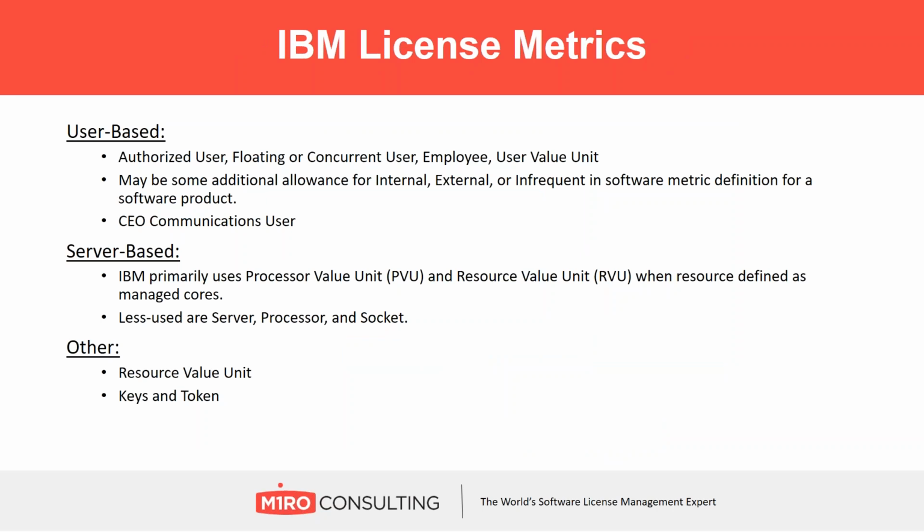Okay, the next thing I'm going to cover is the IBM license metrics, because they have very similar ones to other vendors, user-based ones, and they have authorized users, the floating ones, employees, and they have a tricky one called user value unit where you use a table. The authorized user is whoever you give access to in the program, whether they use it or not. As soon as you give them access, they need to be licensed.